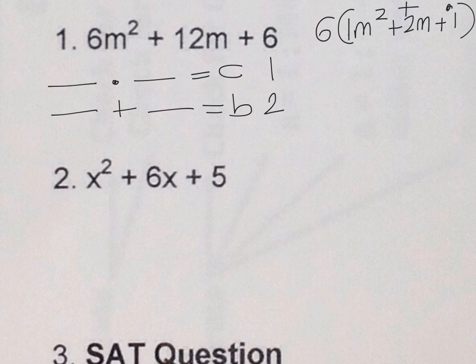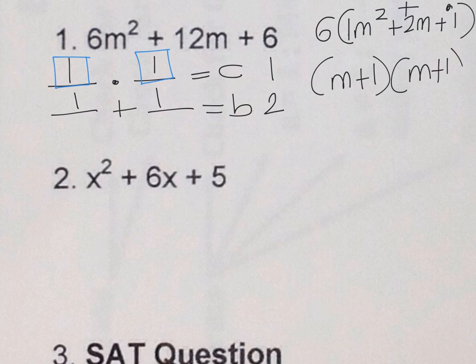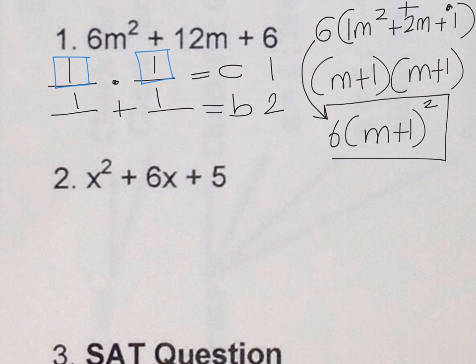Now what multiplies to give me 1? The only thing I can think of is 1 times 1 is 1. Let's see if this works. 1 times 1 is 1, and 1 plus 1 is 2. There you go. These are my factors. My first factor is going to be x, or m, since the variable over here is m. So m plus 1, and the second one is m plus 1. Now, m plus 1 and m plus 1 is basically m plus 1 to the power 2. Don't forget to copy down the GCF, and that would be your final answer.